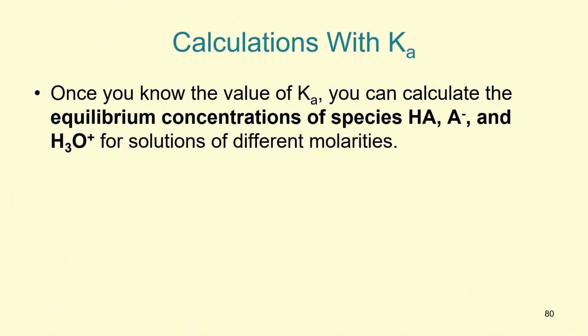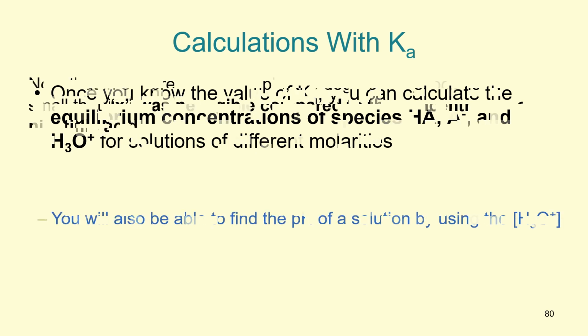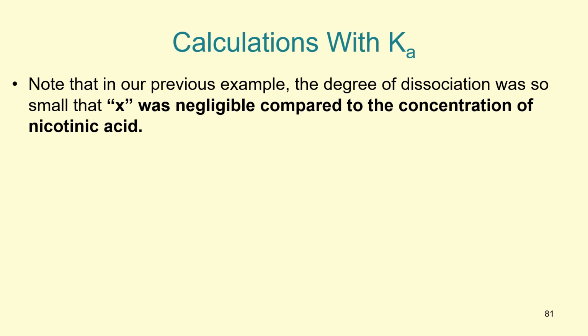All right, so like I said, once you know Ka, you can calculate the equilibrium concentrations of the acid, the conjugate base, and the H3O, depending on what you're given. And so you can actually then solve for pH. You can find out what the pH of a particular acid will be. So again, we're going to be setting up an ICE chart.